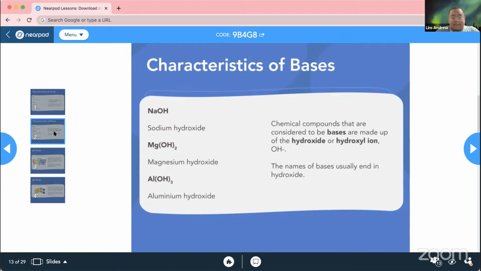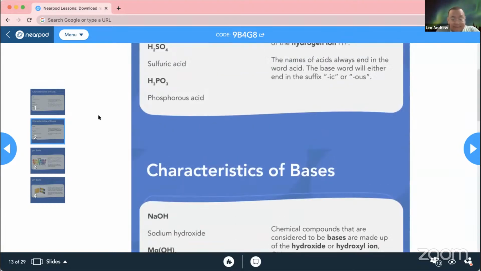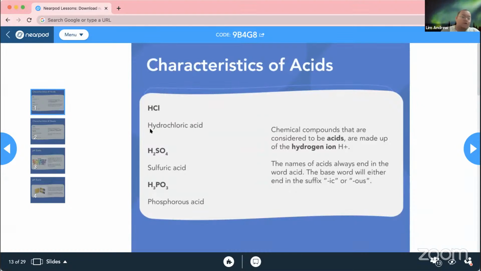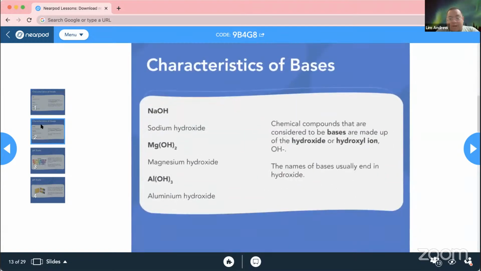The characteristic of bases: they are made up of hydroxide, OH symbol, and the name of the base always ends with hydroxide. When you see the word acid in a name like hydrochloric acid, HCl, it is telling you that it is an acid. When you see the word hydroxide in the name of the chemical, this tells you that it is a base. So we have sodium hydroxide, magnesium hydroxide, and aluminum hydroxide. These are some of the ways that we differentiate between an acid and a base.